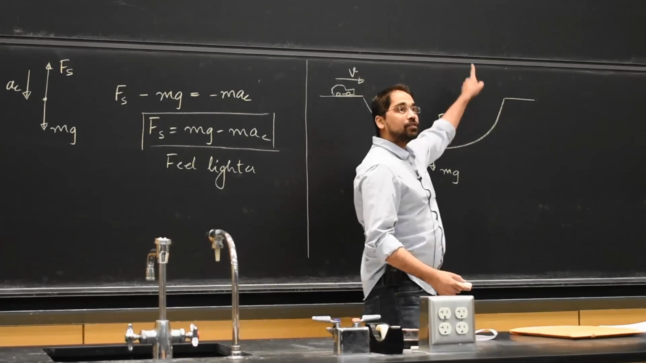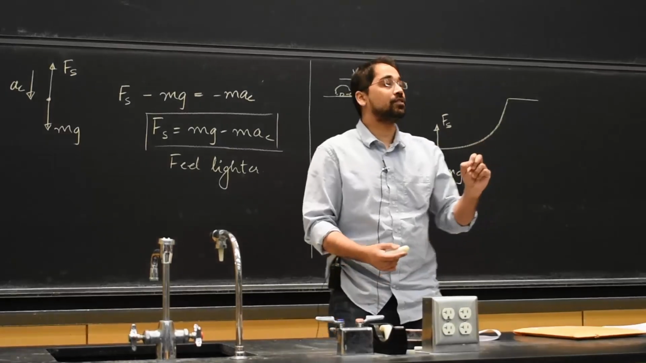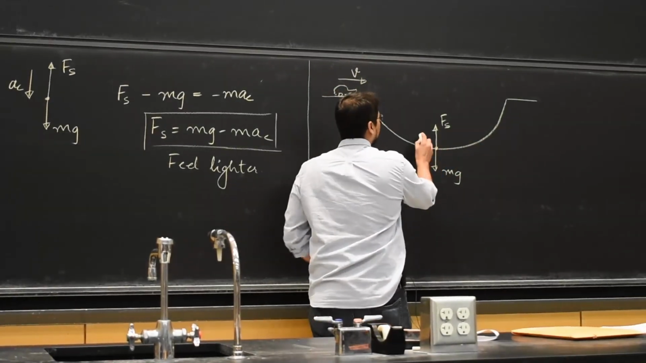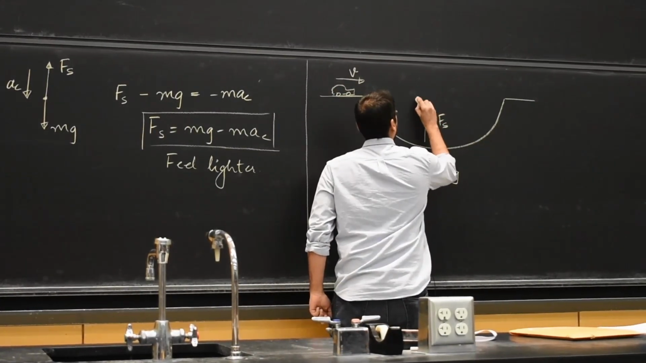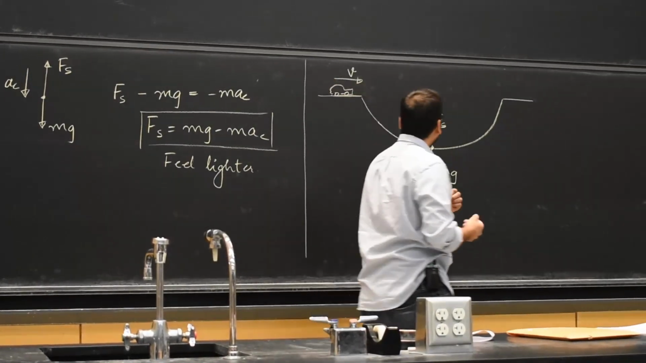Why is that? Right, it's an arc, right? So this is part of a circle. It points to wherever the center of that circle is. So if I'm right at the bottom, AC points vertically upwards.